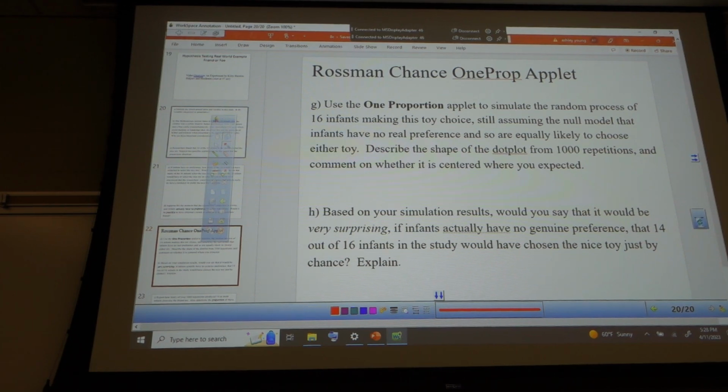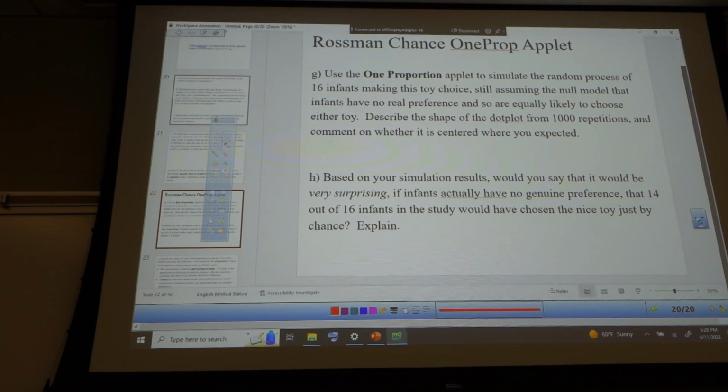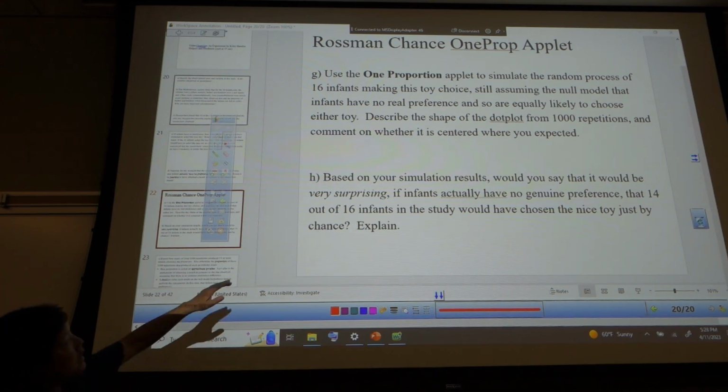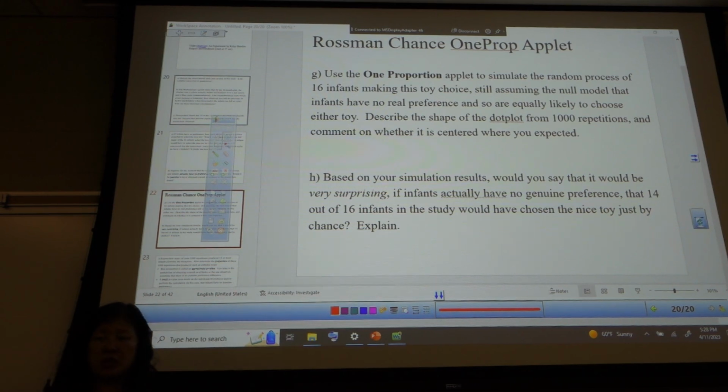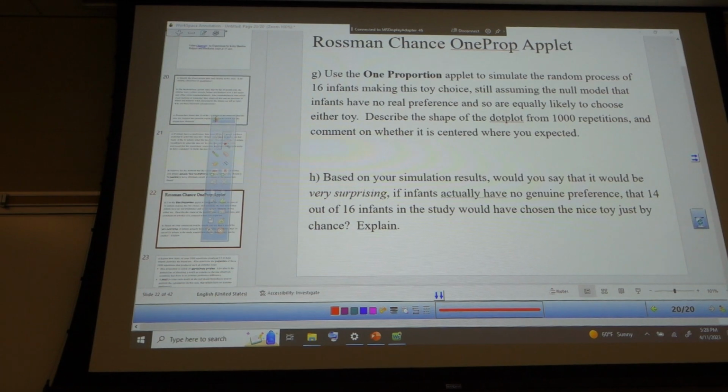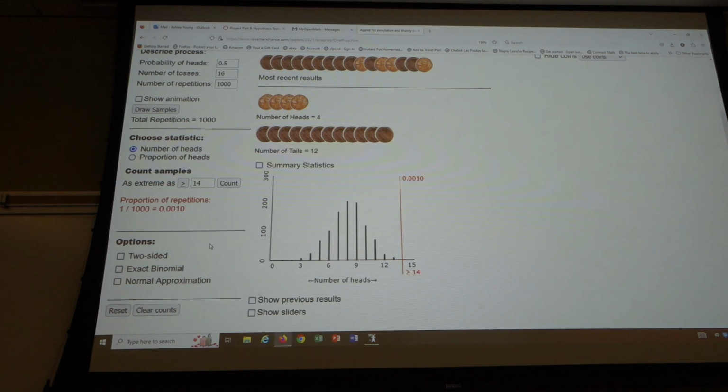So first of all, would you say that it's surprising that 14 out of 16 picked it just by chance? Let's take a look at this. Actually, while we're at it, what were our other numbers? Someone said that they needed 12 or 13. Let's see how many had 12. Yeah, so that's right around 3%.